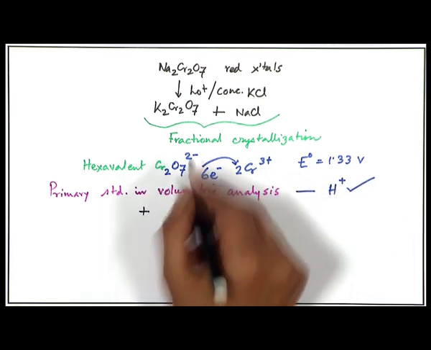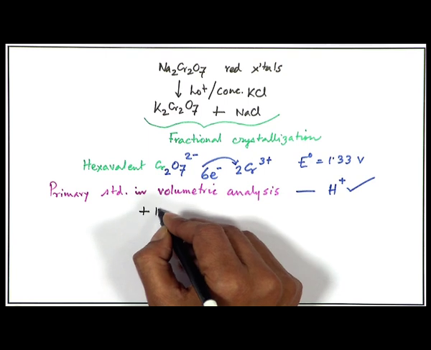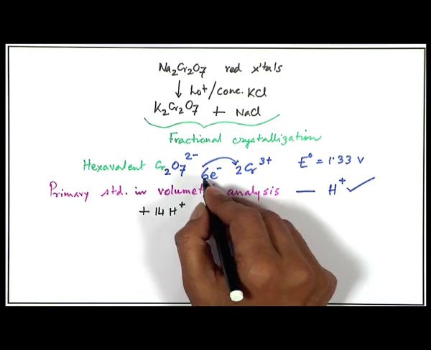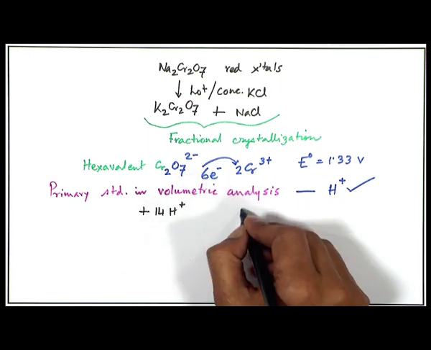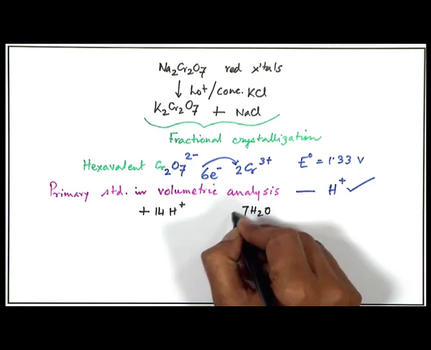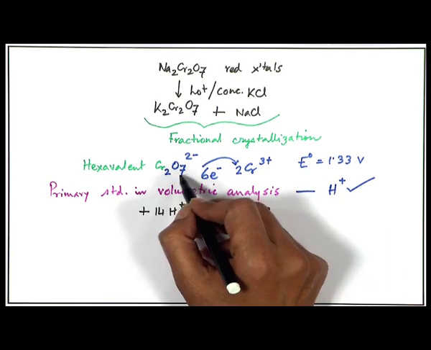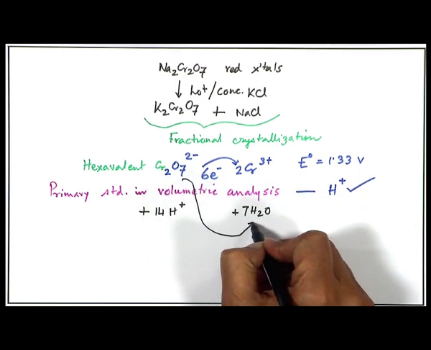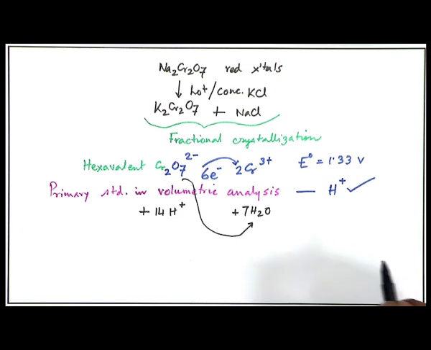to get back to chromium as chromium 3 plus. On the left hand side, for the balance purpose, we put 14 H plus, and with the 6 electron transfer it forms 7 H2O definitely. So, 7 of these oxygens of the dichromate are going out, forming water molecules. So, this is a very good primary standard solution.